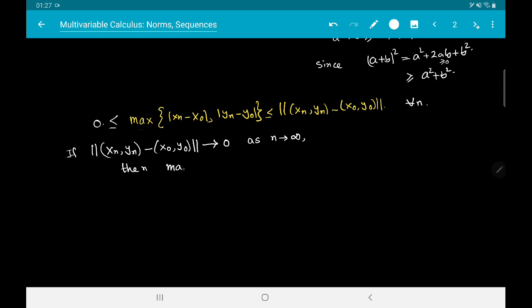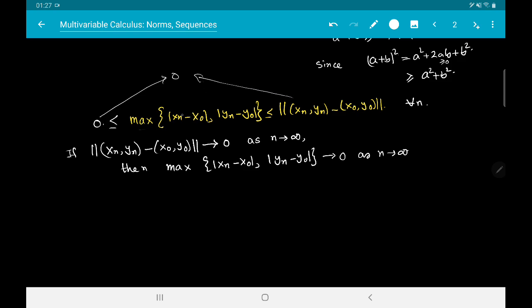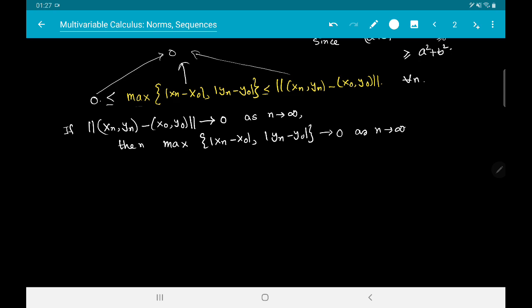Then the maximum of |xn − x0|, |yn − y0| converges to 0 as n tends to infinity. This is a consequence of the sandwich theorem. The left hand side goes to 0, the right hand side goes to 0, and the intermediate quantity must go to 0 as n tends to infinity. So what does this imply? This implies that xn goes to x0, yn goes to y0 as n tends to infinity.